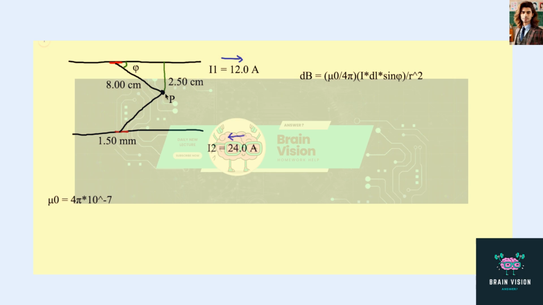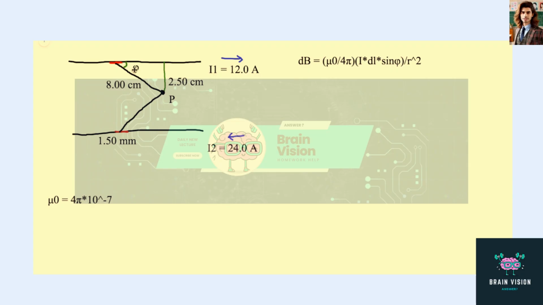So to find the magnetic field from a segment of current, we need to use the Biot-Savart law, which I've written right up over here. So the magnetic field is going to be mu naught over 4 pi. We know our constant mu naught. And then the current, the segment of length of the wire, and then the sine of the angle.